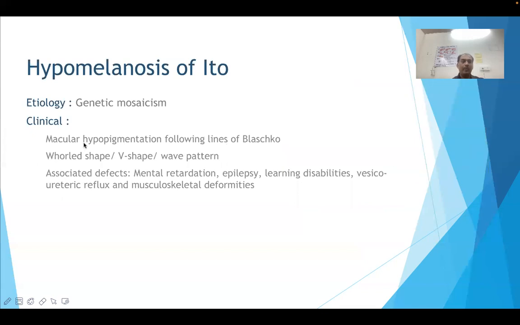The other disorder of hypopigmentation is hypomelanosis of Ito. The etiology is genetic mosaicism. Clinically, it presents as macular areas of hypopigmentation following the lines of Blaschko, the shape being whorled, V, or wave pattern. Mental retardation, epilepsy, learning disabilities, vesicoureteric reflux, and musculoskeletal deformities are associated, with defects occurring along with the hypomelanosis of the eye too.